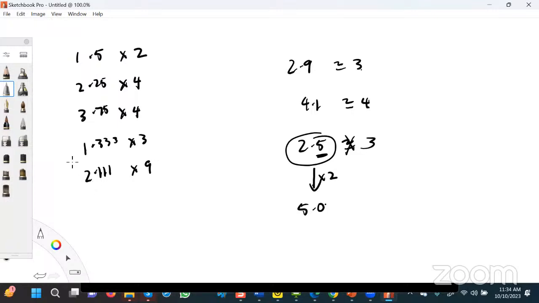And then there are some others where you simply have to use trial and error. But these are the more common ones that you'll encounter at this level. So I hope I have answered the question.